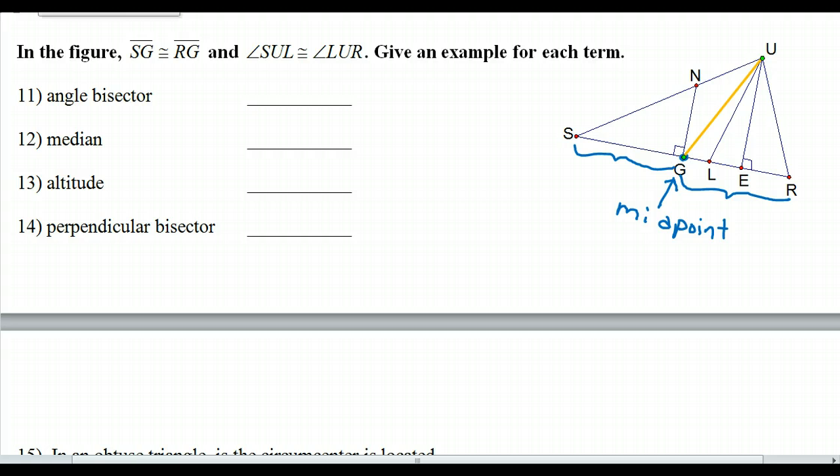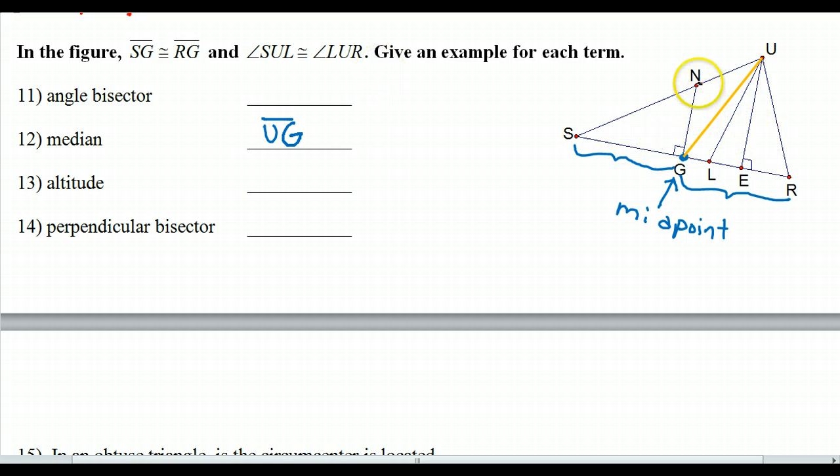Okay, I'm hoping that you said median. Alright, segment UG is the median, and that's just vocabulary that you have to memorize. That's like one of the flashcards for triangle centers. The median is the one that goes from the vertex to the midpoint, so UG is the median.